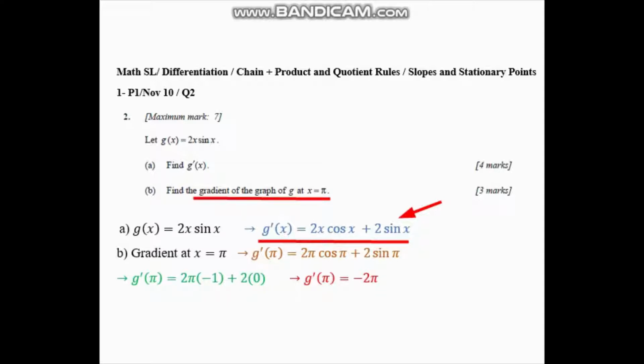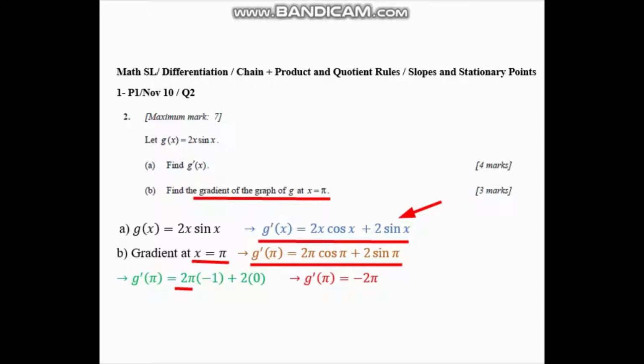We want the gradient of the graph at x equals pi. So in order to find the gradient at a point, we substitute the given value, which is pi, into the general slope equation in blue, thus obtaining this orange expression, g dash of pi. I simply substituted every single x in the blue expression by pi. Next, we have to evaluate the values of this expression. So we have 2 pi times cosine of pi. Of course, 2 pi remains as is.